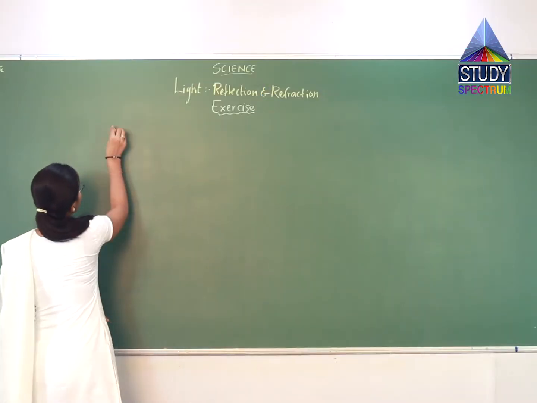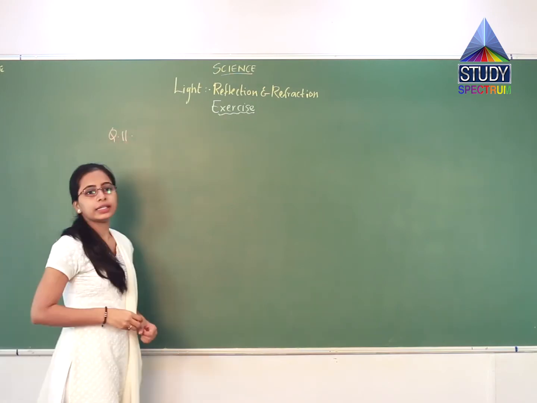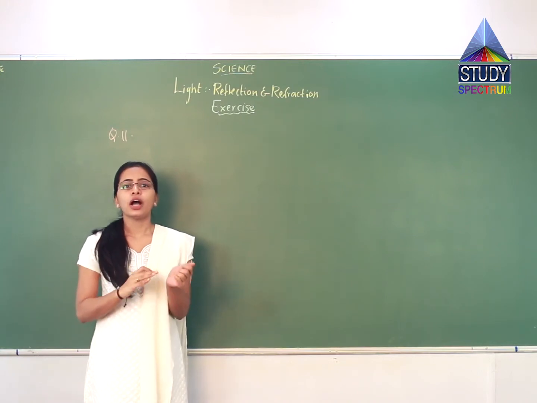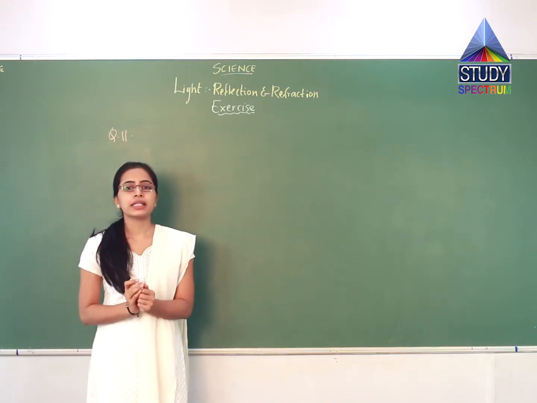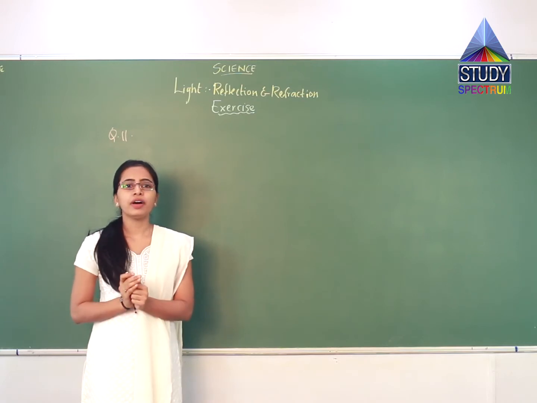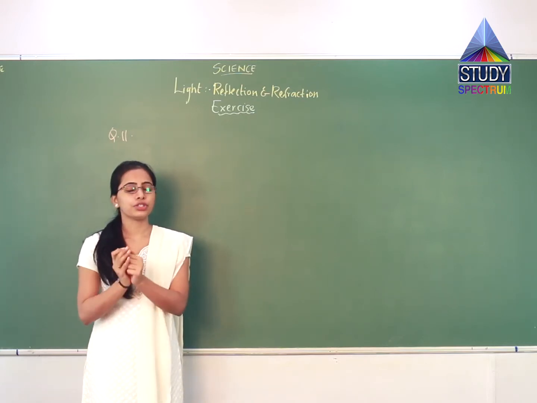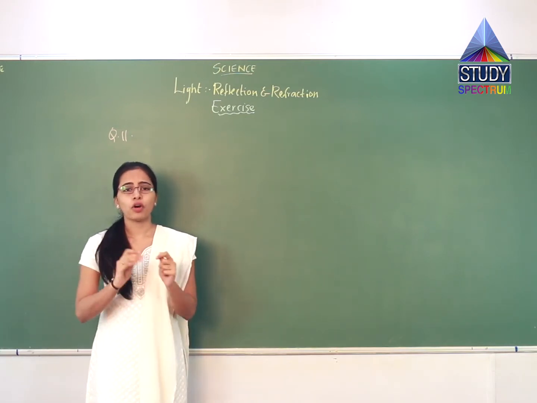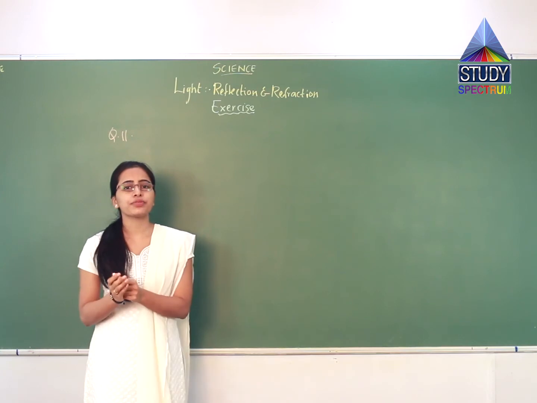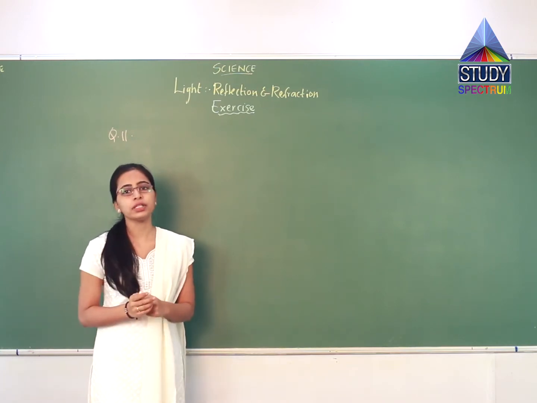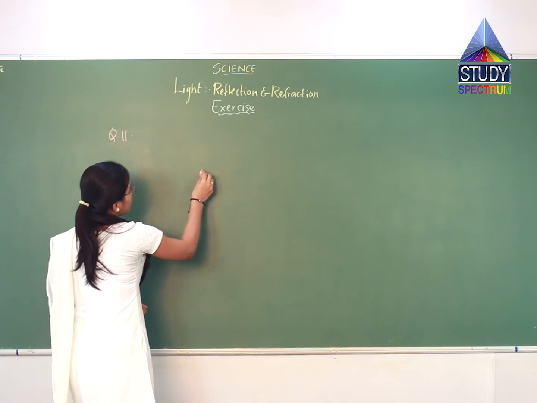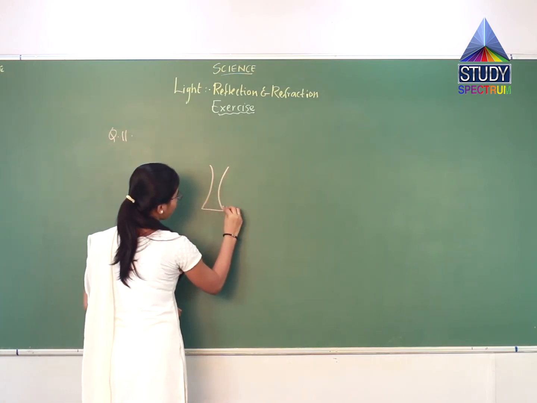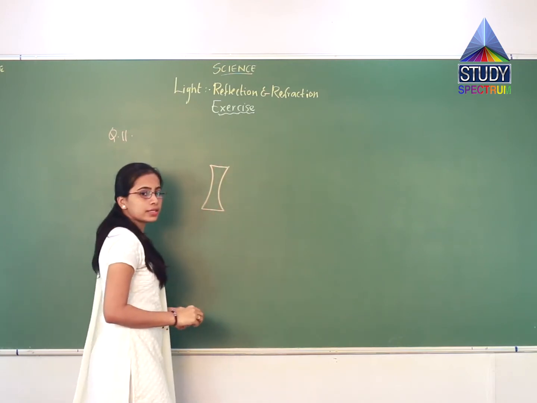Next is the 11th question. It is given that a concave lens of focal length 15 centimeter forms an image 10 centimeter from the lens. How far is the object placed from the lens? Draw the ray diagram. This is a very simple example. You have a concave lens of focal length 15 and the image is formed at a distance of 10 centimeter from the lens. So suppose this is the concave lens.